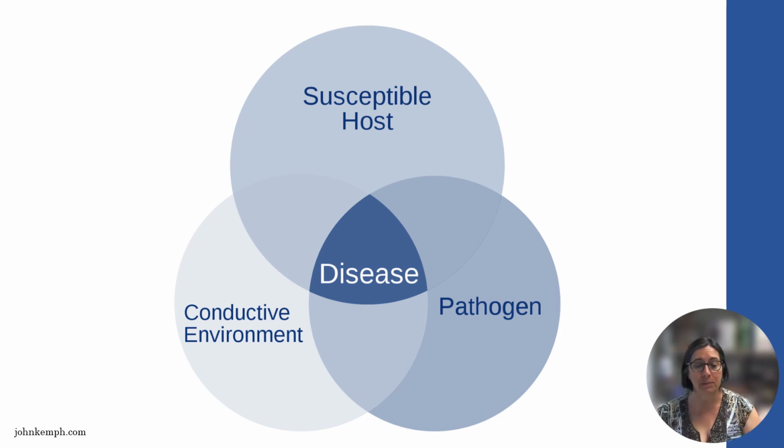The pathogen must be present. In other words, there must be some source of that pathogen, whether it was introduced onto the farm and has overwintered, or if it is introduced with maybe new stock plants. And thirdly, a conducive environment.